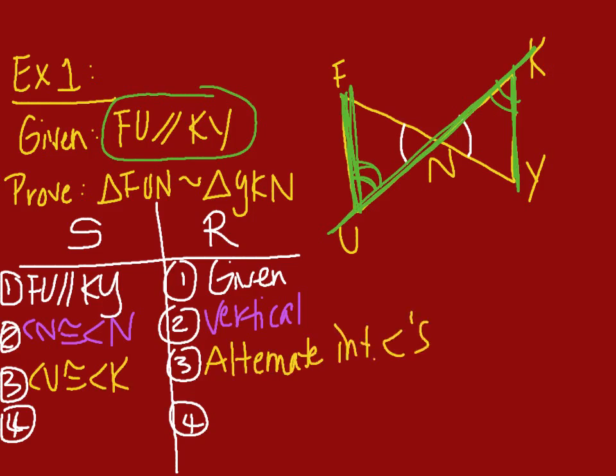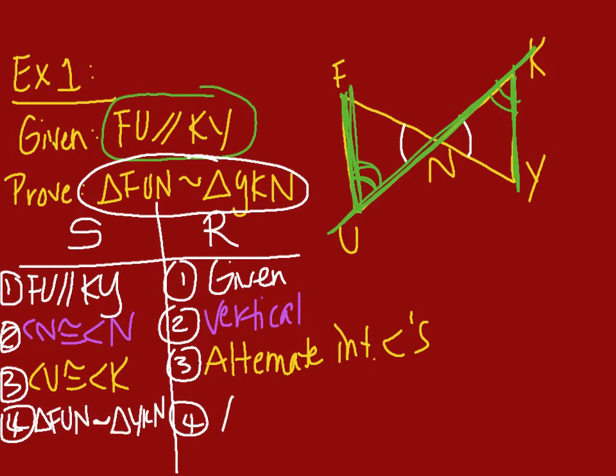Okay, so we have our two parts. Now these are not congruent, they are similar because of AA. So you're going to write the proof statement, because that's what you're trying to prove, that triangle FUN is similar to triangle YKN, and that is because of AA, because they have two pairs of angles that are equal.